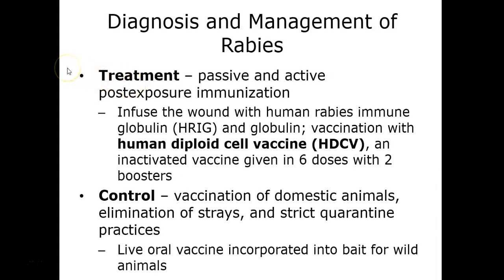So how do we treat rabies? Well, there is a post-exposure immunization that consists of immunoglobulin that is administered, usually in 6 doses with 2 different boosters. It's an inactivated vaccine. And we can control it, obviously, through vaccinations of domestic animals, avoiding strays, and making sure that we are practicing proper animal control.